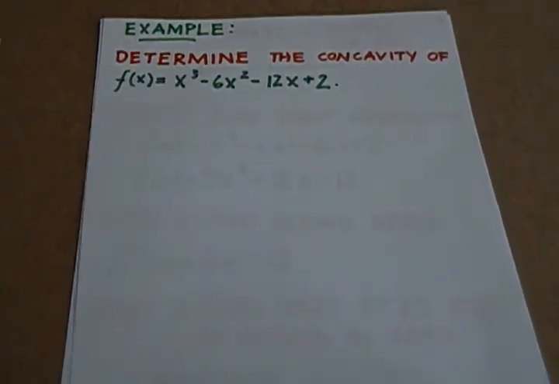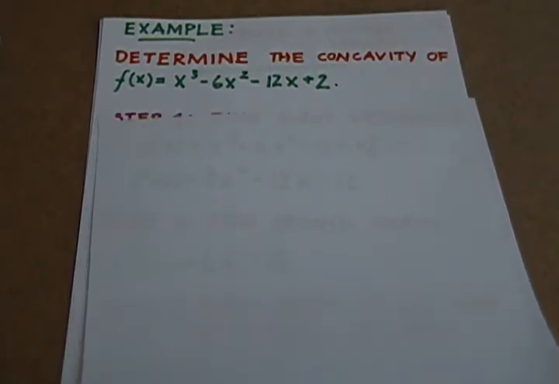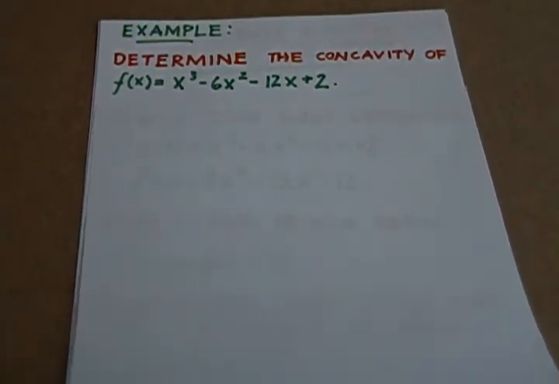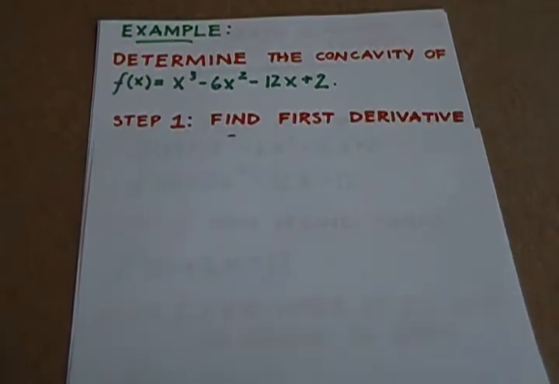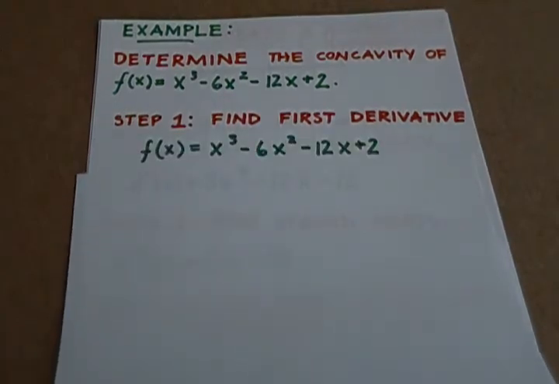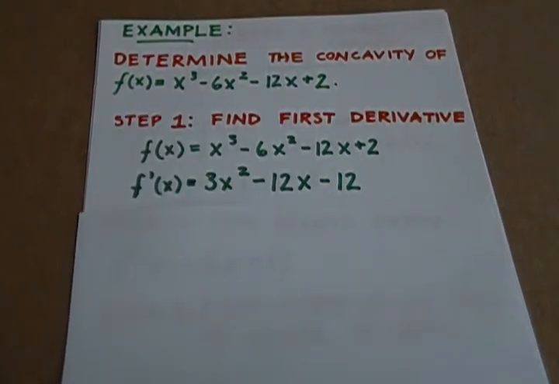So here's the first example. Determine the concavity of f of x equals x cubed minus 6x squared minus 12x plus 2. The first step in determining the concavity is to find the first derivative. So here is the first derivative: f prime of x equals 3x squared minus 12x minus 12.